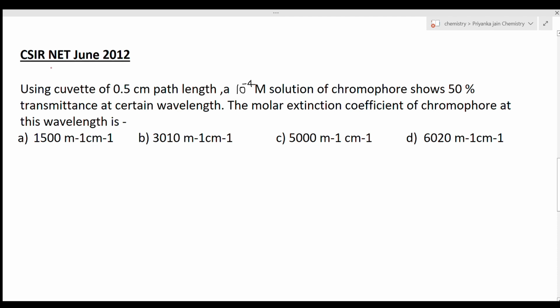See here, the second question of CSIR NET June 2012. Using a quartz cell of 0.5 centimeter path length, it means we have been given this is the L. A 10 to power minus 4 M solution, that is C, of a chromophore shows 50% transmittance. This is T. Okay, percentage transmittance has been given at a certain wavelength. The molar extinction coefficient of the chromophore at this wavelength is? So I have told you about this formula in which we have the percentage transmittance. So we can use that formula directly.